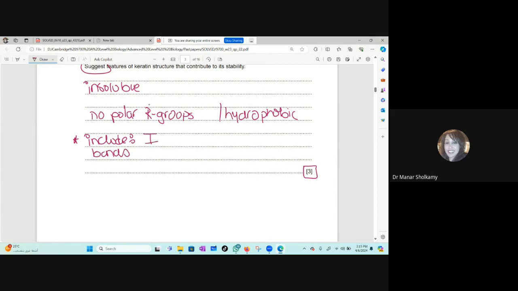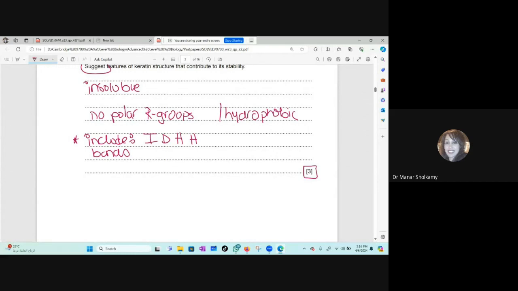Include which bonds? Ionic, disulfide, peptide, hydrogen, and hydrophobic interactions. Remember the bonds? Leave the peptide. The peptide is the primary structure. In the secondary structure, we have the alpha and the beta. In the tertiary and the quaternary structure, we have the remaining bonds that join by the R groups.